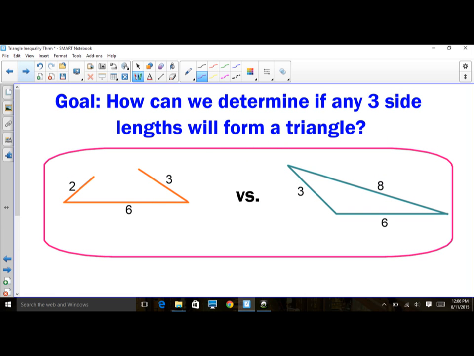So our goal today is how can we determine if any 3 side lengths will form a triangle? If you take a look at the diagram below, this certainly is not a triangle. On the left here, the side lengths are 2, 6, and 3. So there's something about these numbers that just aren't making a triangle. If you look at an example that is a triangle, the side lengths are 3, 6, and the longest side here is 8. So 2 of the numbers happen to be the same in the non-triangle example, but something special is happening. There's a special theorem we're going to explore today to help us figure out what it takes for 3 side lengths to form a triangle.